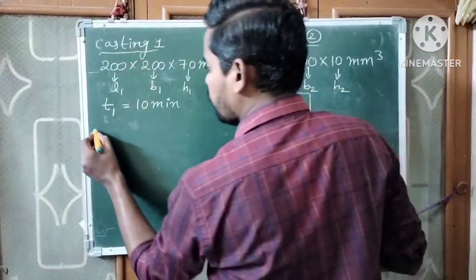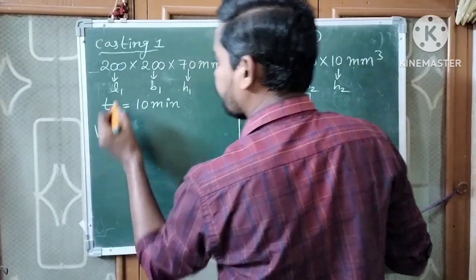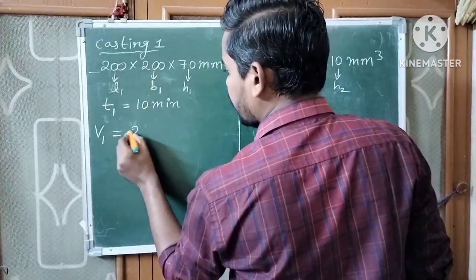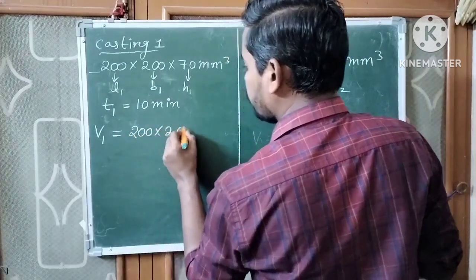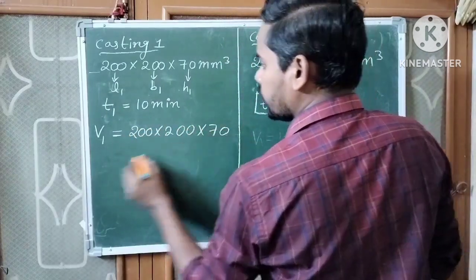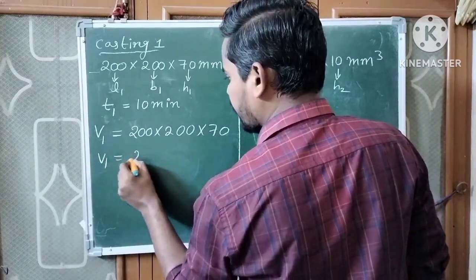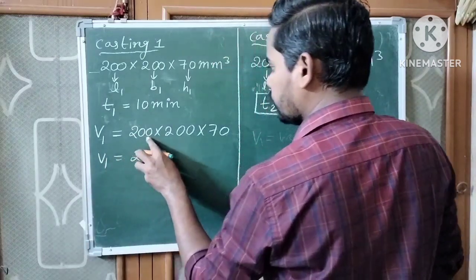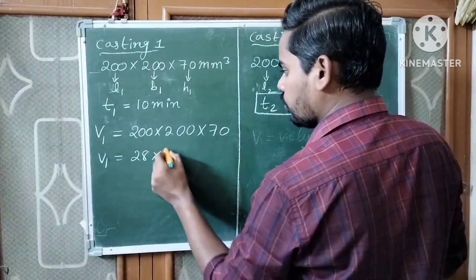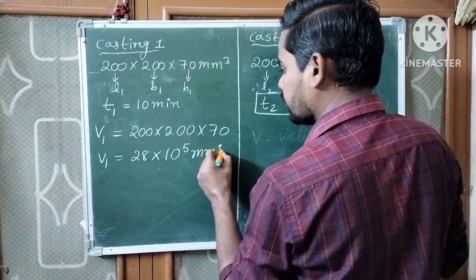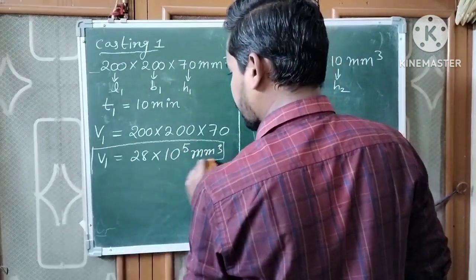So here volume of casting 1, V1 for volume of casting 1. So volume is equal to length into breadth into height. So 200 into 200 into 70. So V1 is equal to 2 2s are 4, 4 7s are 28. So 28 into 0 0 0 0 0. How many zeros? 5 zeros. So 28 into 10 to the power of 5 mm cube. So this is volume of casting 1.